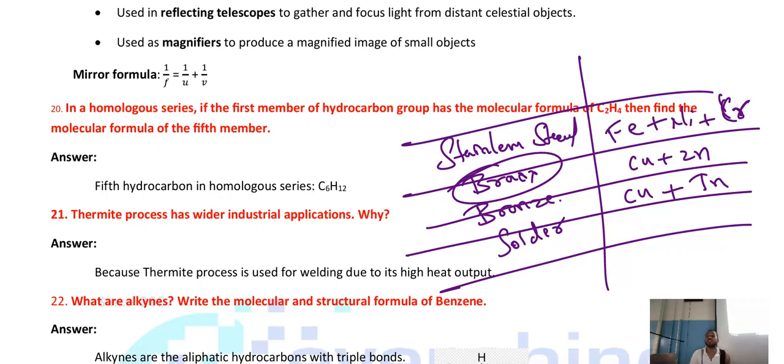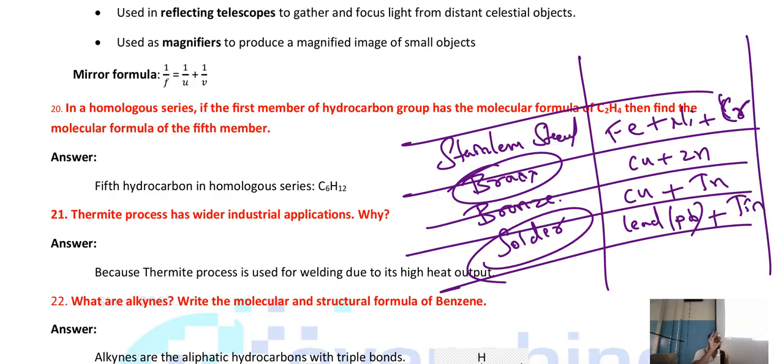Solder. Have you seen a solder gun? Welding machine. You may have seen there is a welding rod. It looks like a pencil. Inside the pencil, what is there? Lead. PB. Lead plus tin. वेल्डिंग करे. So this is solder. Understood? So what are the constituents? Stainless steel: iron, nickel, chromium. Brass: copper and zinc. Bronze: copper and tin. Solder: lead and tin. And remember their uses. So this completes your entire alloy table.